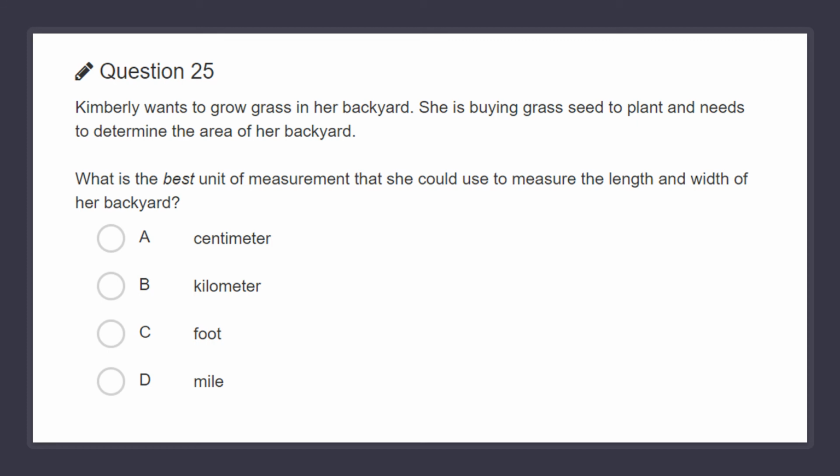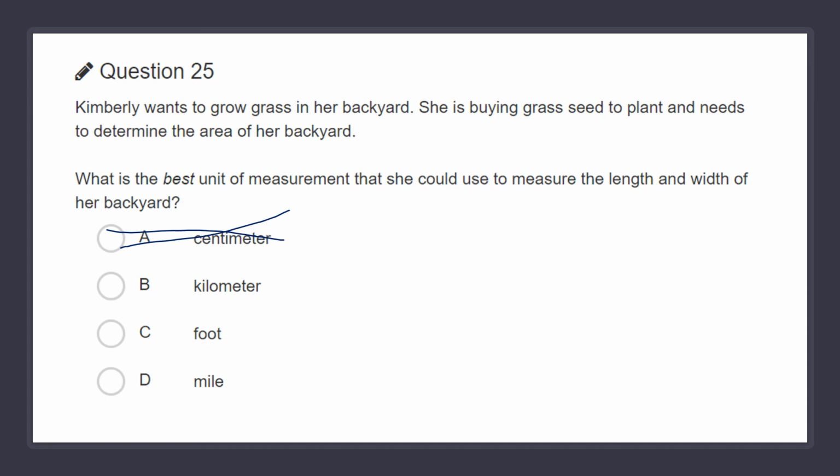All right, last problem. Kimberly wants to grow grass in her backyard. She is buying grass seed to plant and needs to determine the area of her backyard. What is the best unit of measurement that she could use to measure the length and width of her backyard? So you think about going and measuring your backyard. Are you going to take a ruler and measure it in centimeters? Probably not. That would be a lot of centimeters.